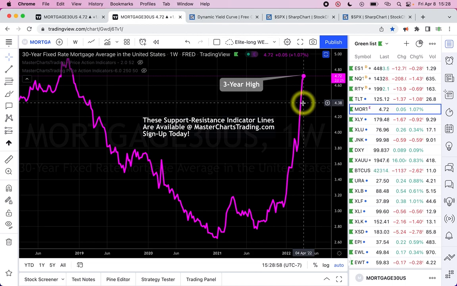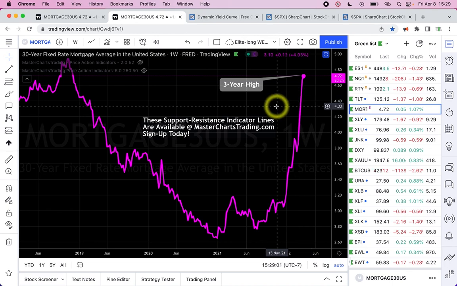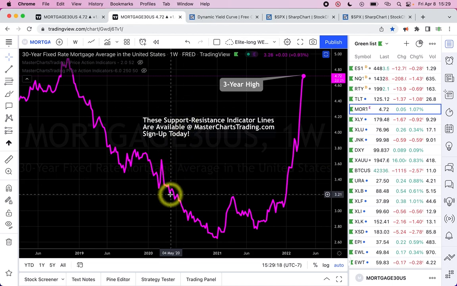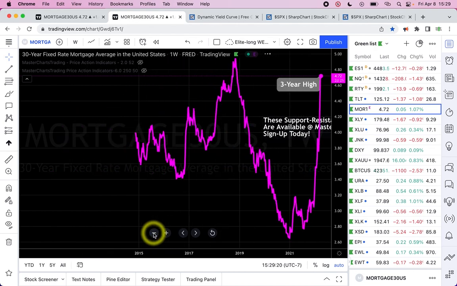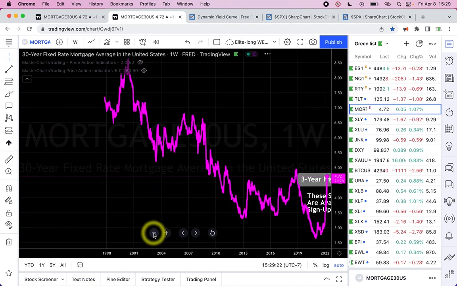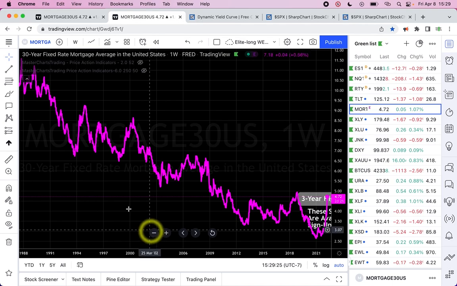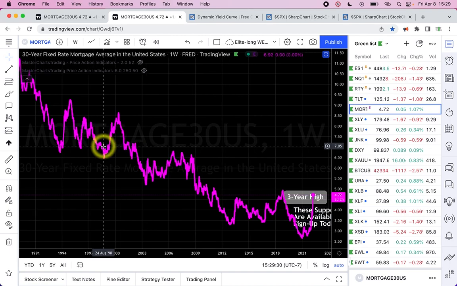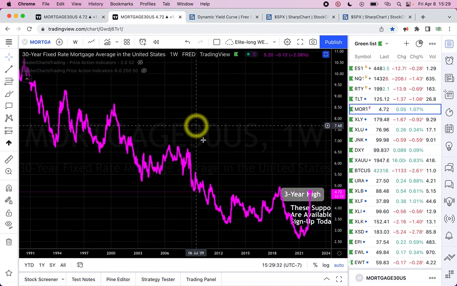So high mortgage rates are another possibility that real estate will finally come down. But I'm not really playing mortgage rates right now. I'm not really playing real estate right now. So this is just for you guys to think. Historically, mortgage rates are not that high. If we go back to the 90s, you can see the mortgage rates were much higher back then, and real estate was much more affordable, I suppose.